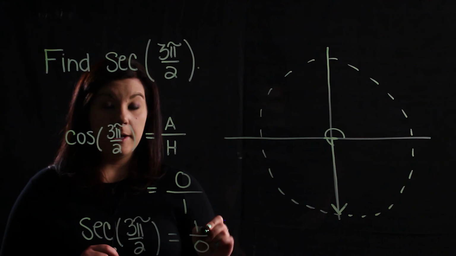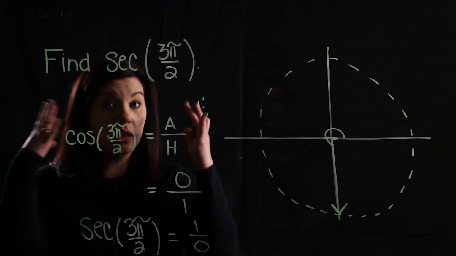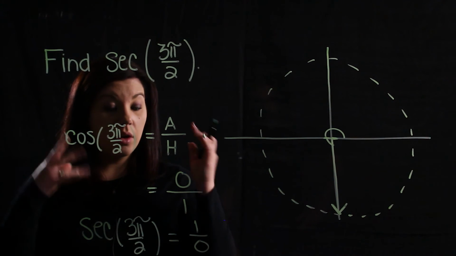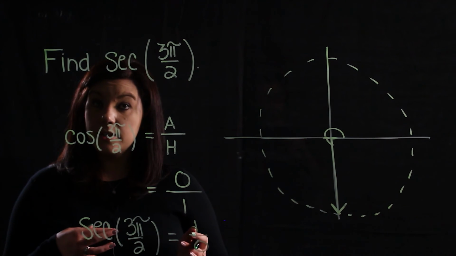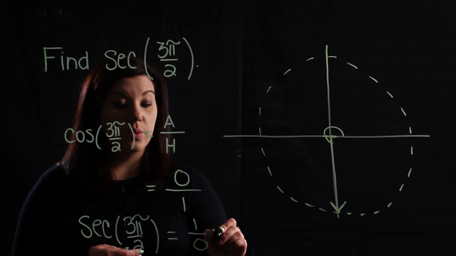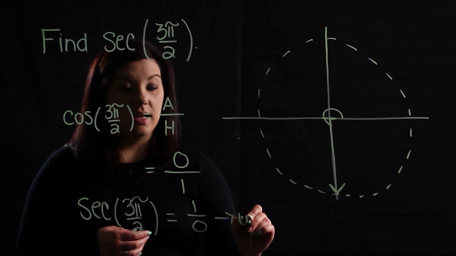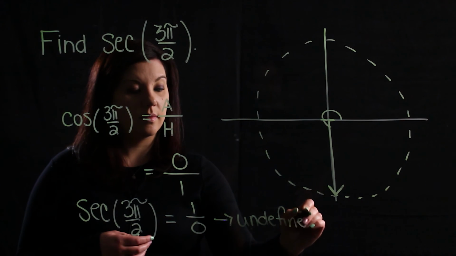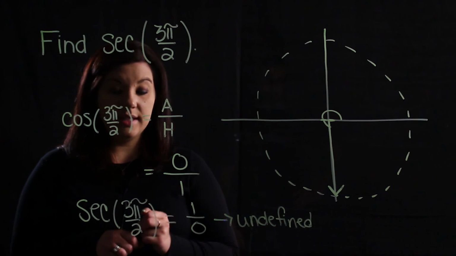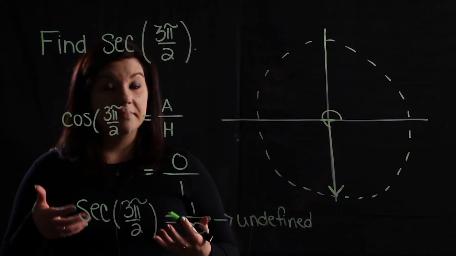Now I hope that there are little math alarm bells going off in your head right now, because are we ever allowed to have 0 in the bottom of a fraction? We are not. So we say that this is undefined. So the secant of 3 pi over 2 is undefined.